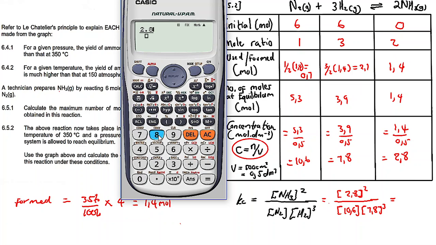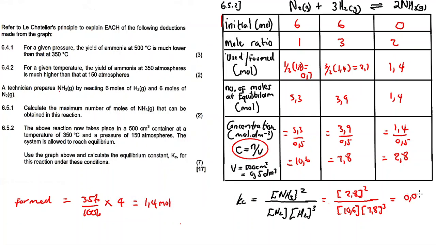Let's calculate on the calculator. 2,8 squared divided by 10,6 times 7,8 cubed is equal to, in 4 decimal places, 0,0016. If you round it to 3 decimal places it will be 0,002. It depends on how many decimal places the question asks for, so I will leave mine at 4 decimal places. If you want to round to 3 decimal places, you will say 0,002.